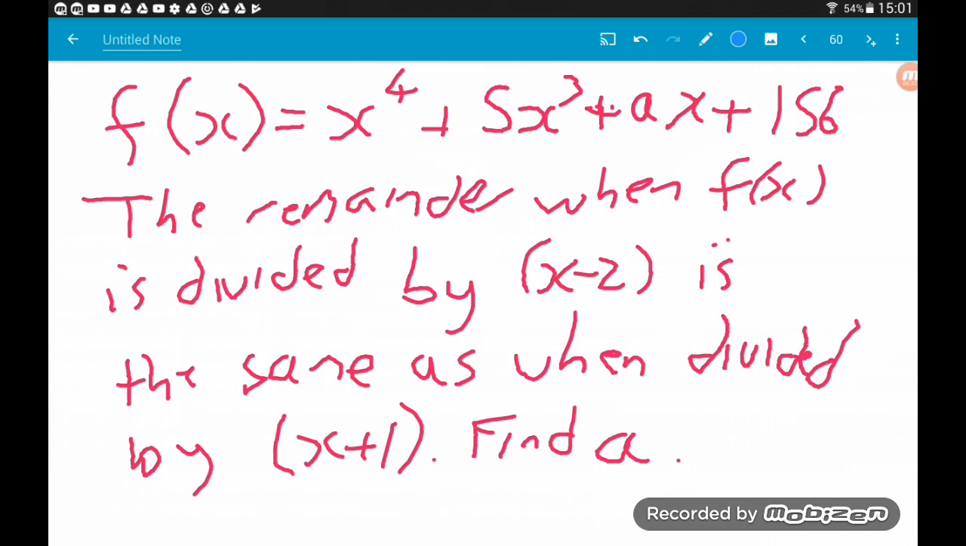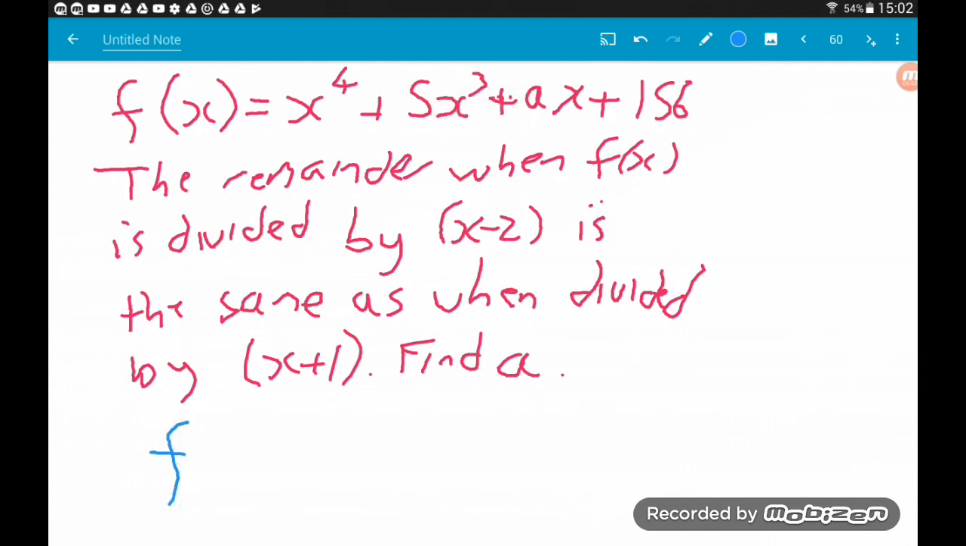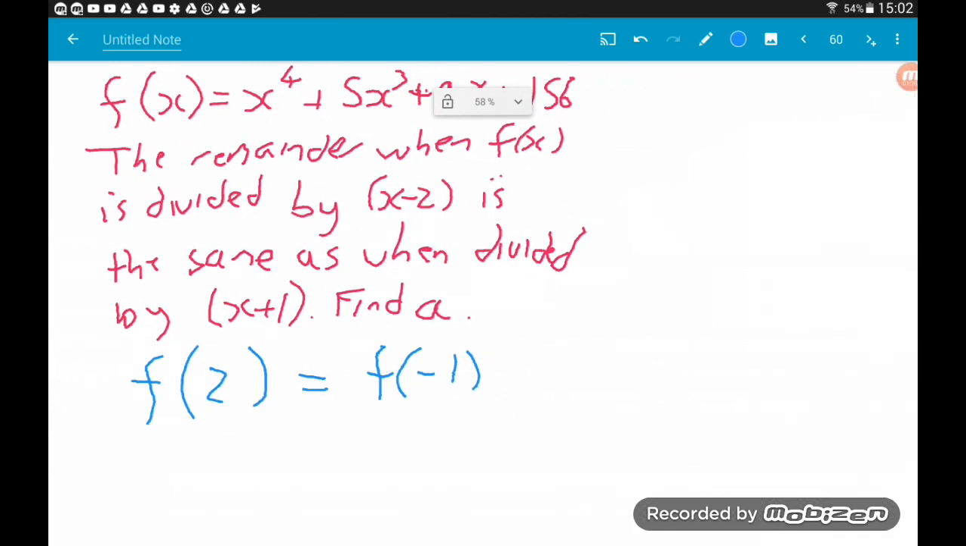So, what is this massive wordy question telling us? The remainder when f of x is divided by x minus 2 is the same as the remainder when divided by x plus 1. In terms of the function then, that's telling us f of positive 2 is equal to f of minus 1. So that's how our remainders come about. So we simply need to find f of 2 and f of minus 1, set them equal to each other and find a. So let's find f of 2 first.